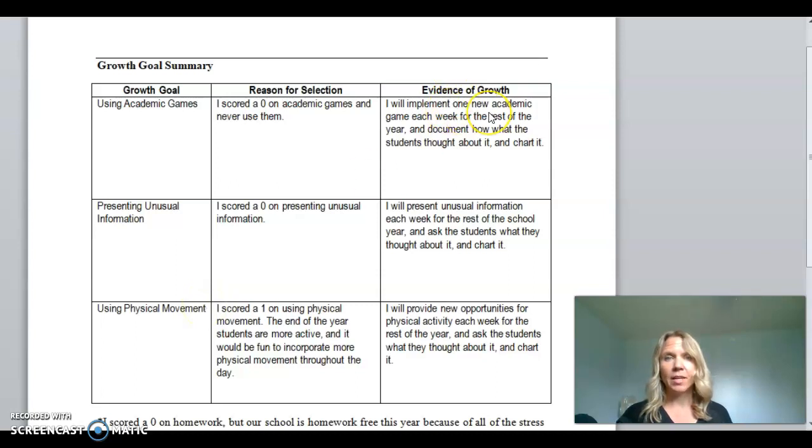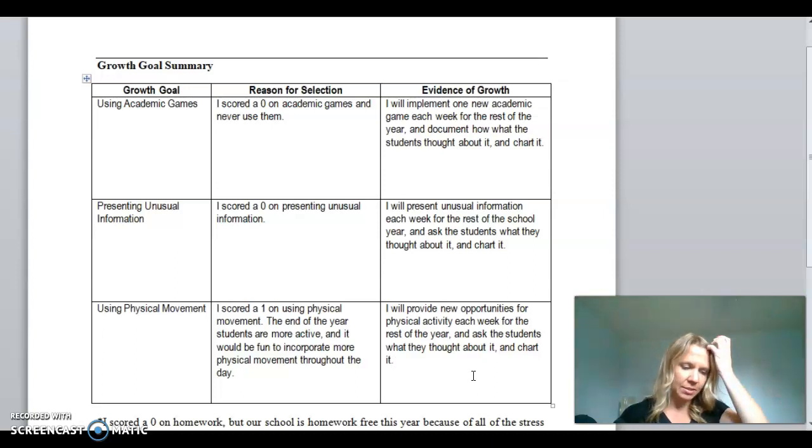My goal is to implement one new academic game each week for the rest of the year, and then document what the students thought about it and chart it. For presenting unusual information, my goal was to present unusual information each week for the rest of the year, and then ask the students what they thought about it and document it. And then using physical movement, I said I'd provide new opportunities for physical movement activity each week for the rest of the year, and ask the students what they thought about it and chart it.